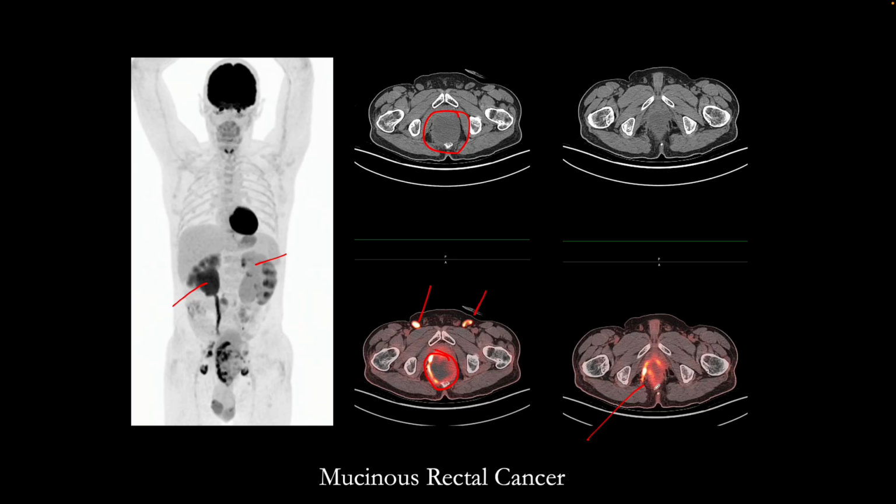So mucinous rectal cancer behaves differently than conventional rectal cancer. It produces mucin, because of which there is less enhancement on anatomic imaging and less hypermetabolism on FDG PET-CT imaging. And we see a similar behavior from metastases also, where there is peripheral hypermetabolism, which could be mild, and central hypodensity because of the mucin.